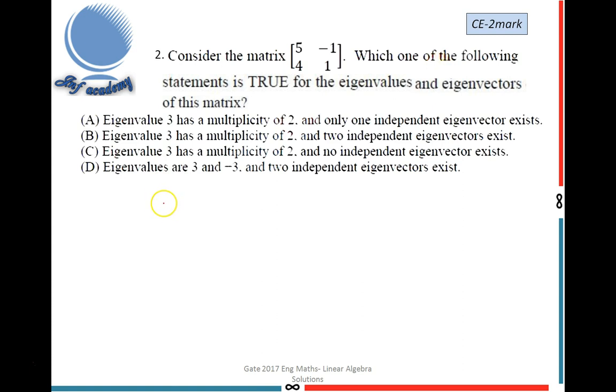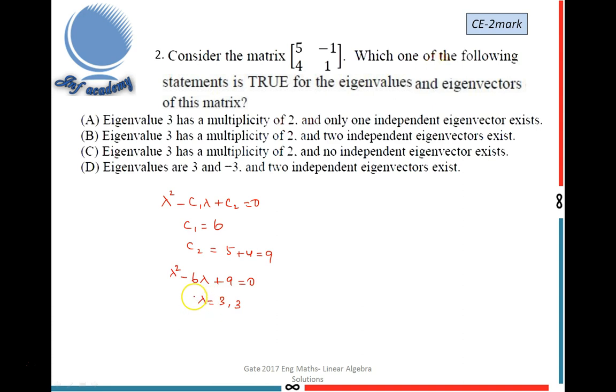First find the eigenvalue. So first I find the characteristic equation. The characteristic equation is lambda square minus C1 lambda plus C2 equal to 0, where C1 equal to the sum of principal diagonal elements. Here 5 plus 1 is 6. C2 equal to determinant of A. Here 1 into 5 is 5, minus of minus 4, that is plus 4, equal to 9. So the characteristic equation is lambda square minus 6 lambda plus 9 equal to 0. Solving this quadratic equation, we get the eigenvalues lambda equal to 3, 3.